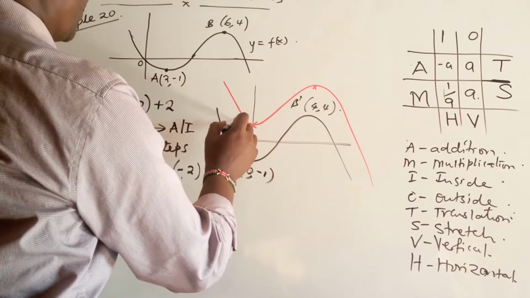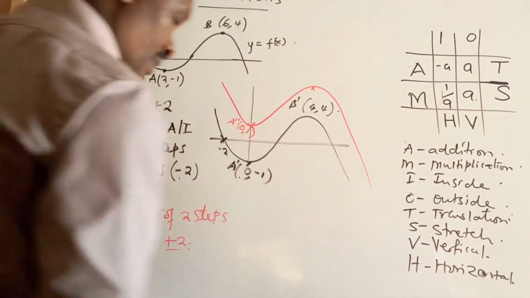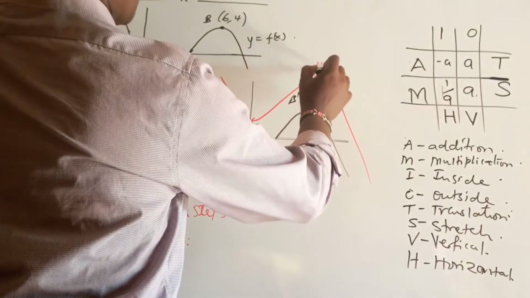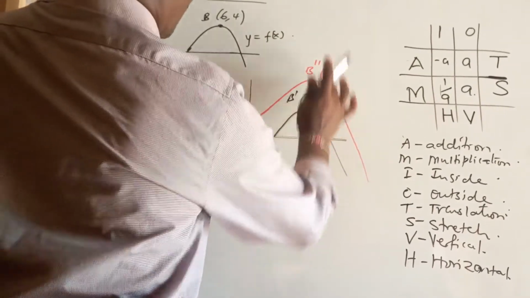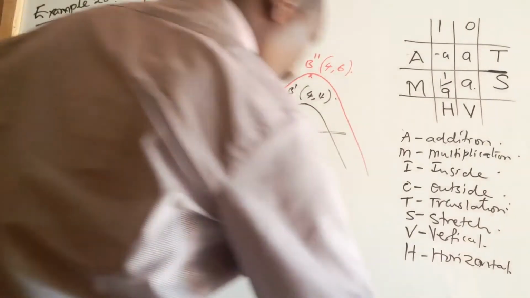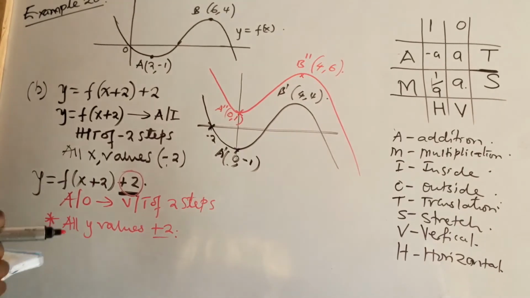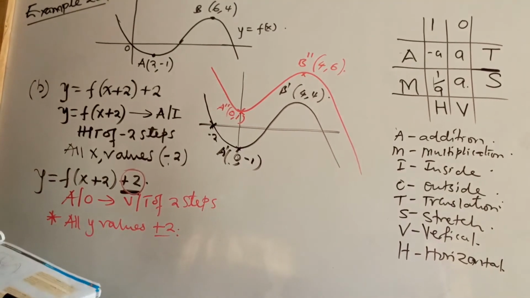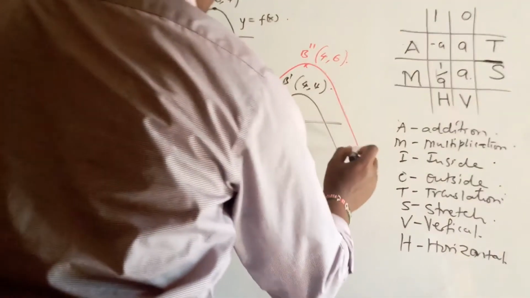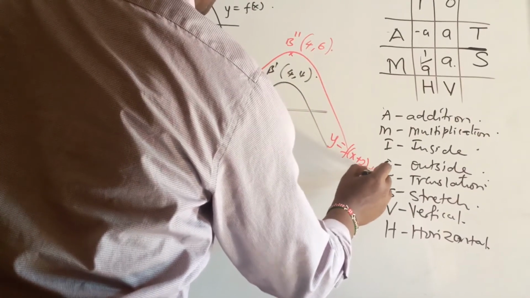If you call this one A double prime, you're going to have coordinates (0, 1). And if you call this one B double prime, you're going to have (4, 6). Those are the corresponding coordinates of the new curve. The red one is now y equals f(x plus 2) plus 2.